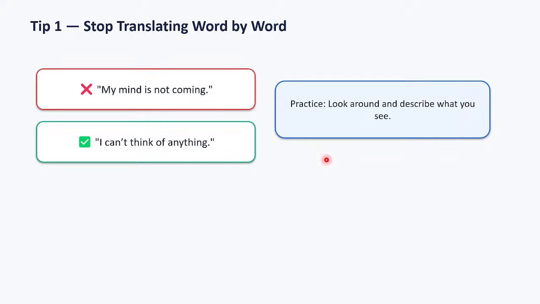That way you will collect numerous vocab with you, and once you have vocab, then you can use that in your sentences, correct? "My mind is not coming" is the wrong one. Here you are translating word by word, which is wrong, correct? So "I can't think of anything" is the correct answer. I can't think of anything, right? If you want me to explain this in Hindi, I can do that as well.